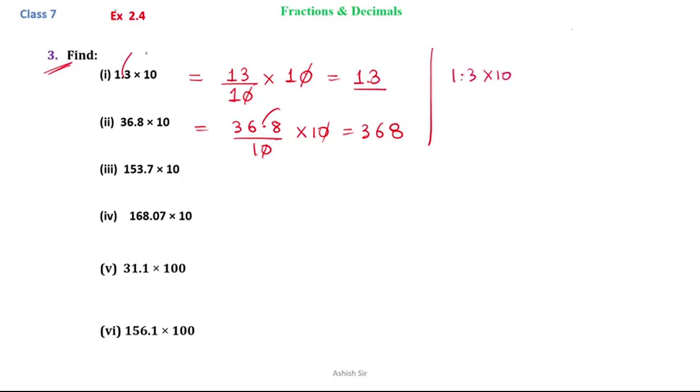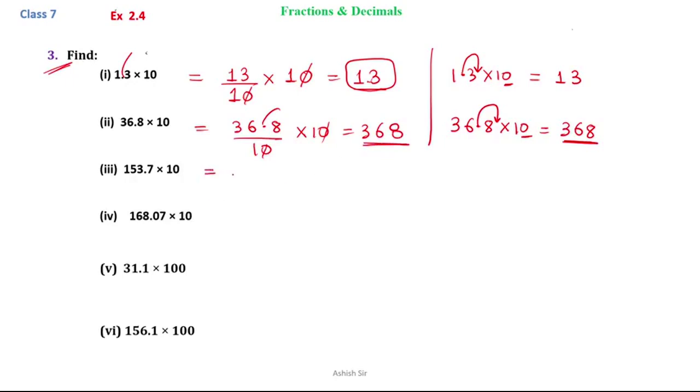In multiplication, as many zeros as there are, that many digits the point will move to the right. If it's a 10, the point will move to the right one digit, so your answer will be 13, the same answer. Now it is 36.8 multiplied by 10, so it's only one 0, so the point will move only one digit to the right, so the answer will be 368. We can see we got the same answer.